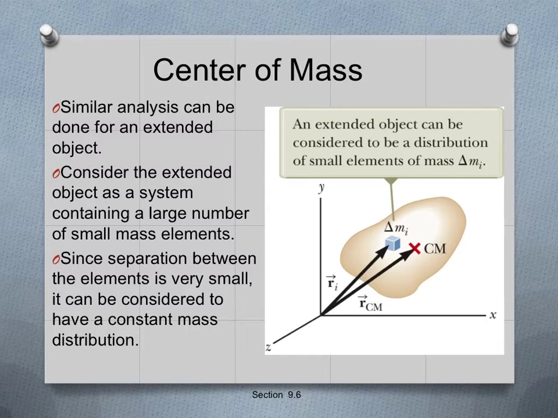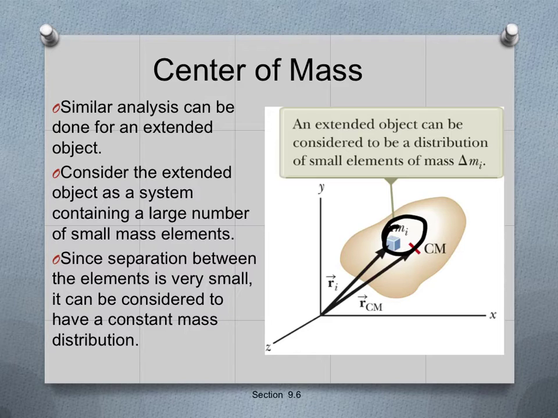Well, let's say that we don't necessarily have a symmetric object, but some type of extended object. We can do a similar analysis on an extended object if we think about it as a system that contains a large number of small mass elements. We know this system is made of many particles that contain some mass, so let's say we have a large number of these small masses here.